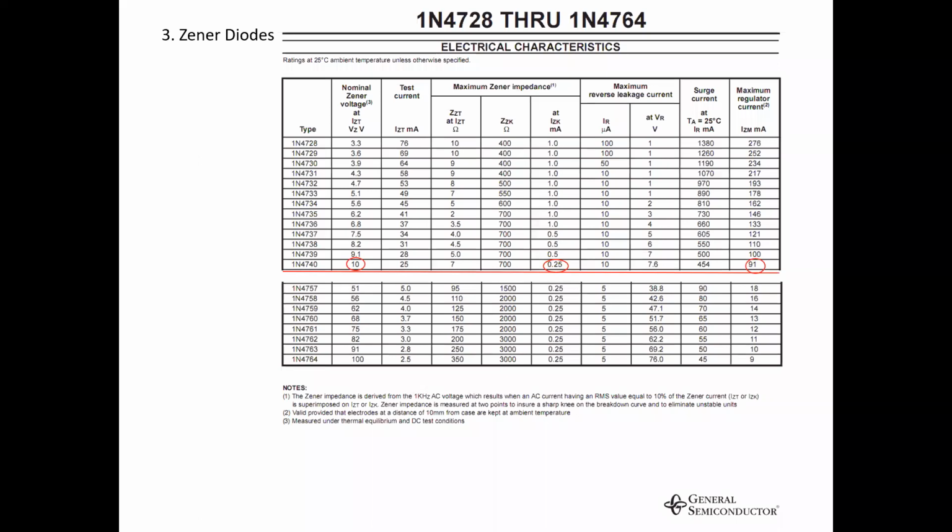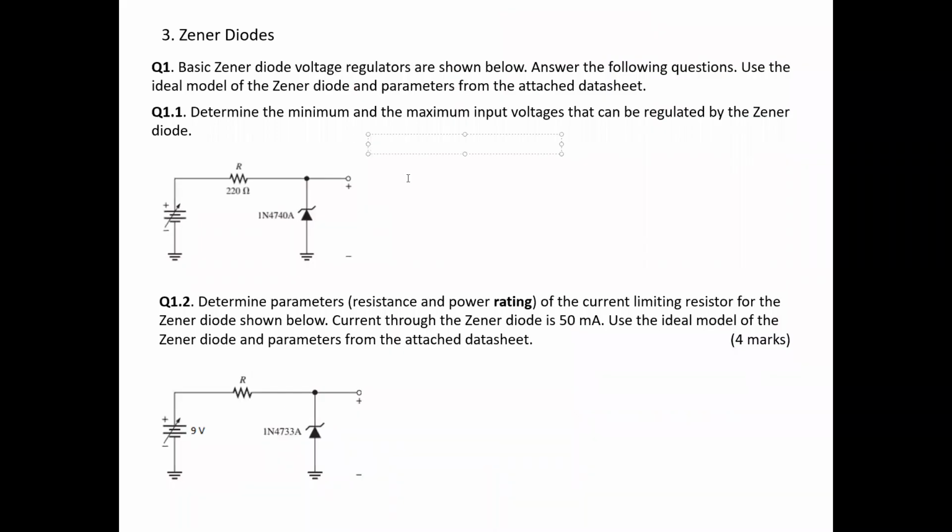okay, now here, we can see the minimum current that we need, the knee current that we need to maintain, is 0.25 milliampere, and the rated voltage is 10 volt. Then other information, I max, that is 91 milliampere. Now we need to decide the minimum and maximum input voltage.